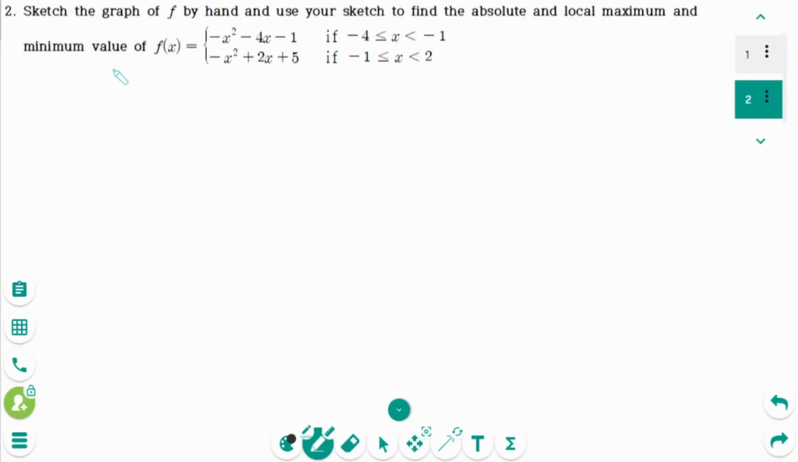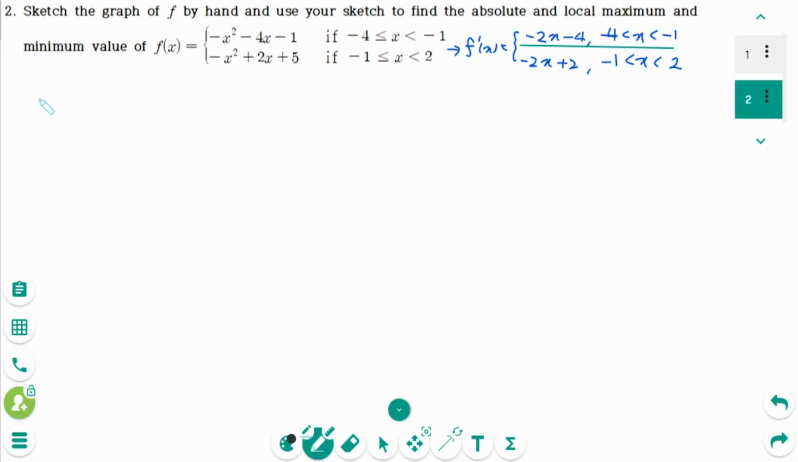Question 2. In fact, when drawing a piecewise function like this, it is much more convenient to simply draw a quadratic function. But we are doing calculus right now, so let's use the derivatives. f'(x) equals, the first one is minus 2x minus 4 if x is between minus 4 and minus 1. The second one is minus 2x plus 2 if x is between minus 1 and 2. The important point here is that both ends of the interval are not differentiable, so there is no equal sign.